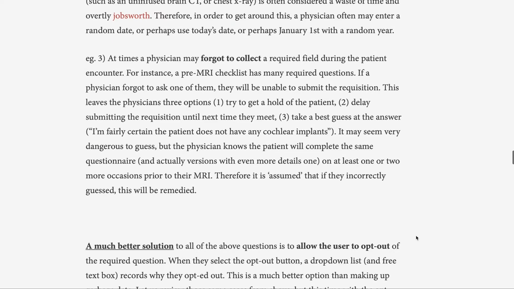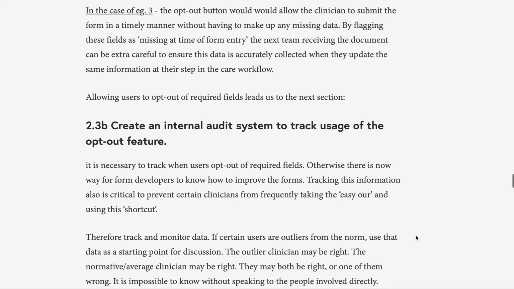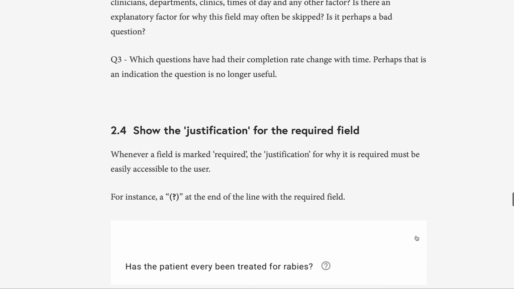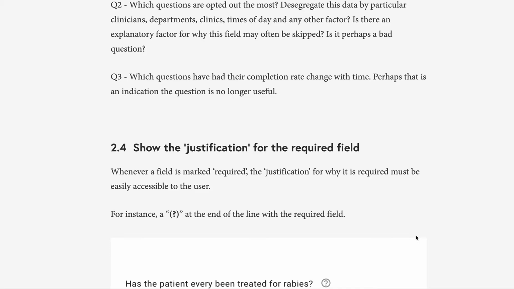Let's go now to the fourth way in which we can improve required fields in electronic health records, which is to show the user the justification for the required field. As you can see in this example on screen, we have a question, and let's say that this was a mandatory statement. At the end of it, we have a question mark in a circle, kind of like a help icon.